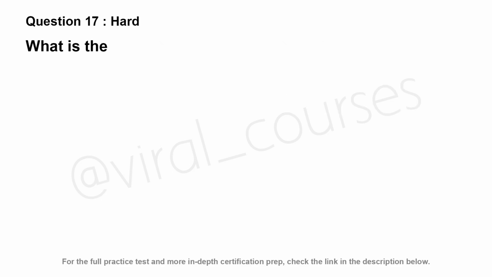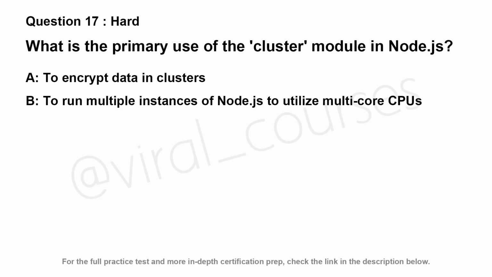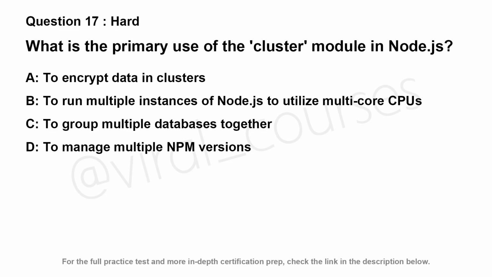What is the primary use of the cluster module in Node.js? Option A, to encrypt data in clusters. Option B, to run multiple instances of Node.js to utilize multi-core CPUs. Option C, to group multiple databases together. Option D, to manage multiple npm versions.